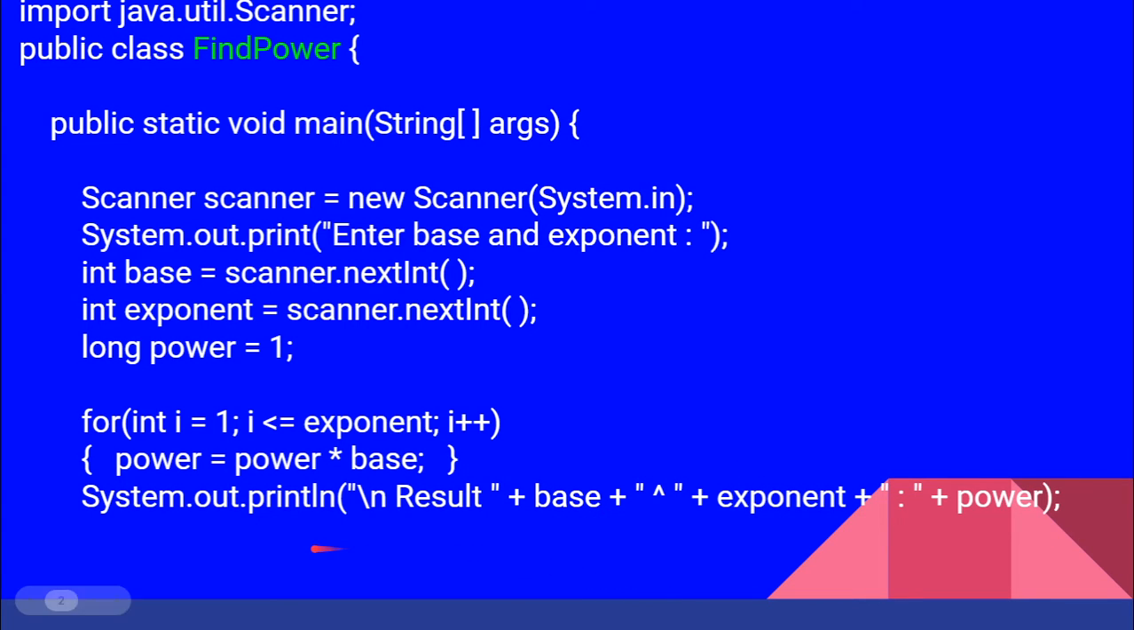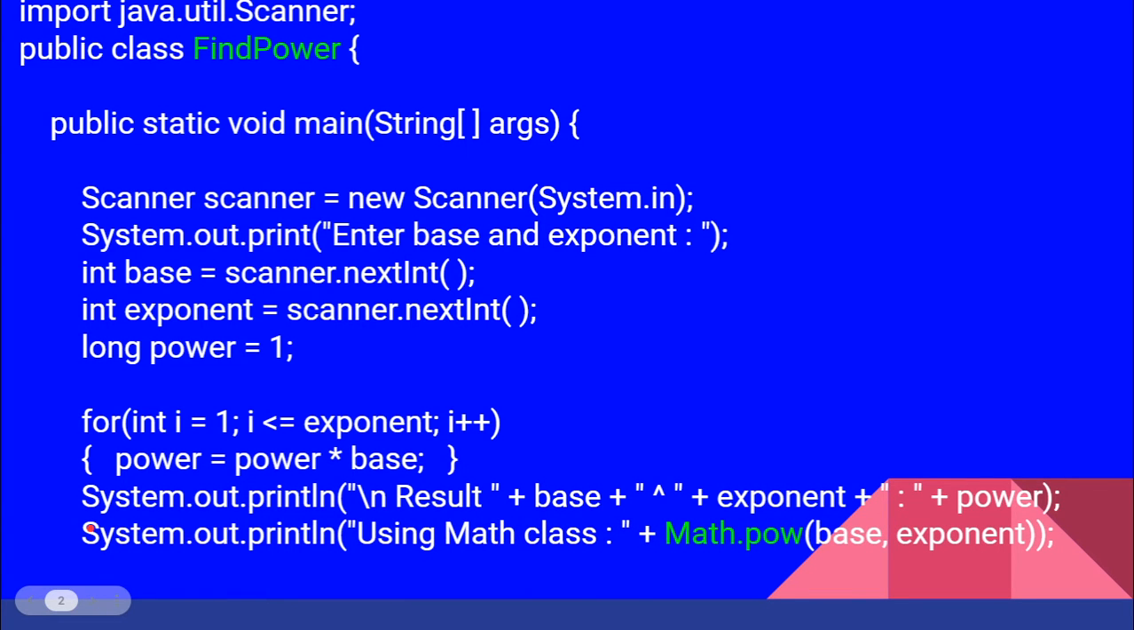Let us see the answer. We will find how the display pattern is defined. System.out.println using Math class. We are just confirming the same result using the Math class also. So Math is the class where we have the pow method. This Math class will help to find the power of the number using this power function with the parameters base and exponent. So that's all.